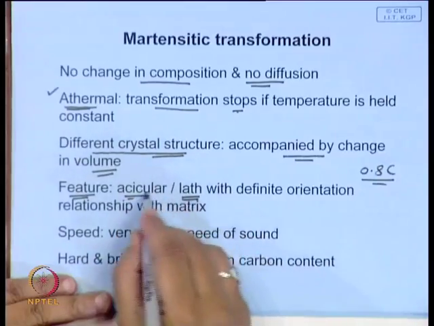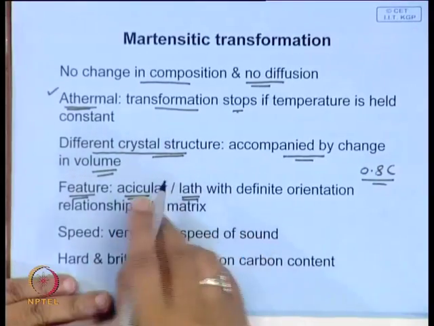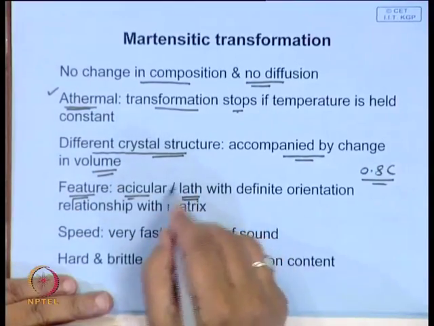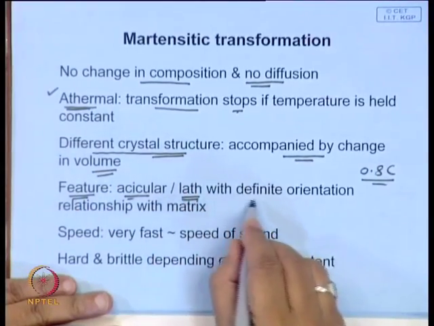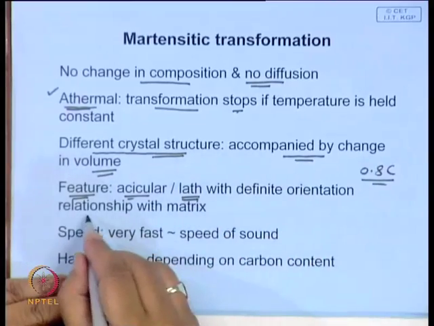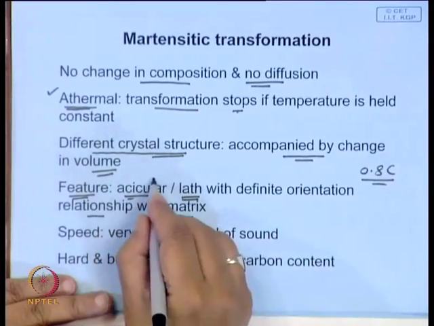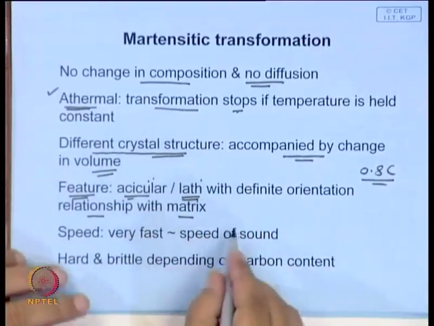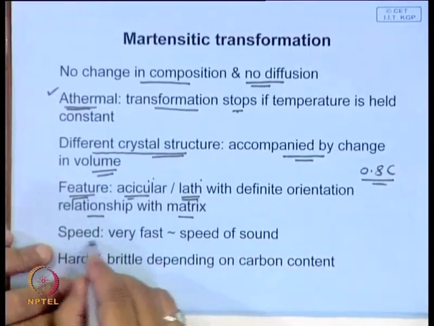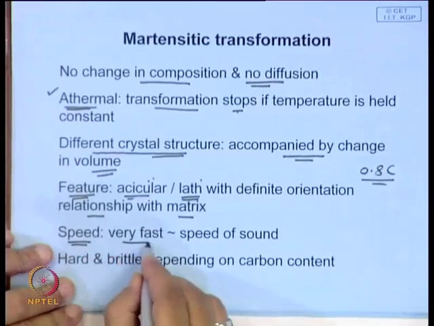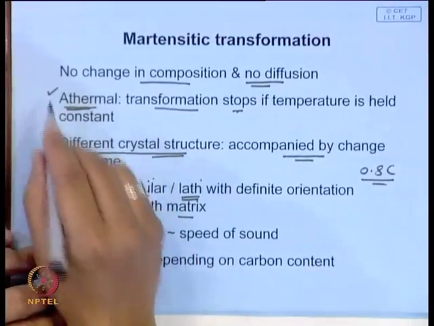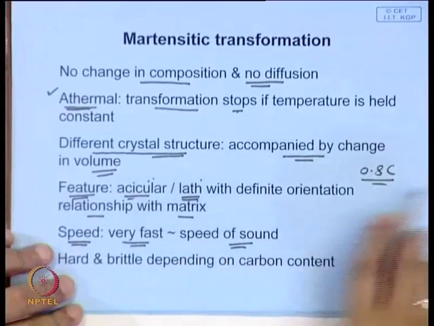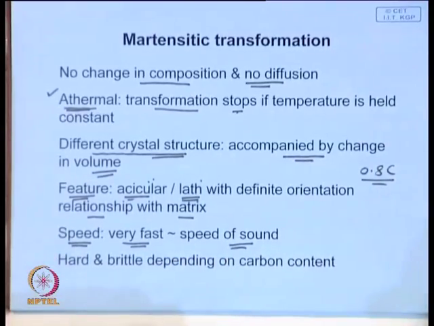Acicular is needle-like, and lath is like a thin plate, or you can say a thin strip with a definite orientation relationship with the matrix, and acicular and lath have different orientation relationships. Then comes the speed, it is very fast. That is the athermal character, and the speed is of the order of sound. That means the front moves at the speed of sound.